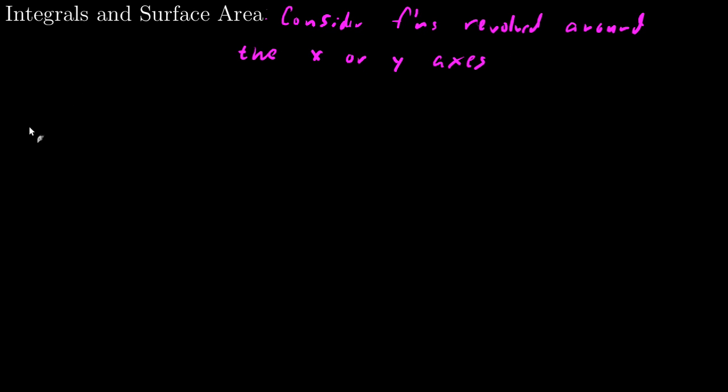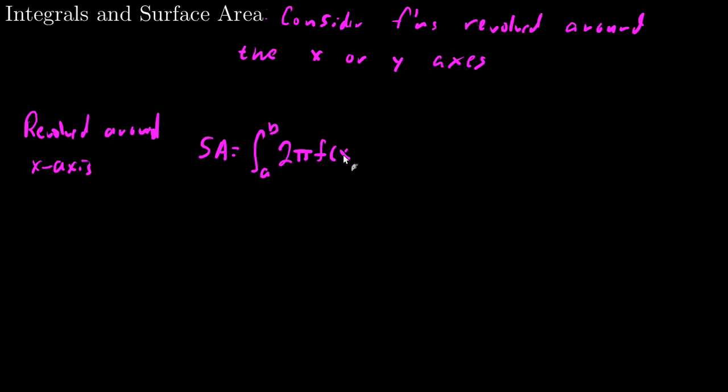And two formulas. So if I'm going around the x-axis, so revolved around the x-axis, the surface area is going to equal the integral from a to b of 2 pi f of x times the square root of 1 plus f prime of x squared dx.